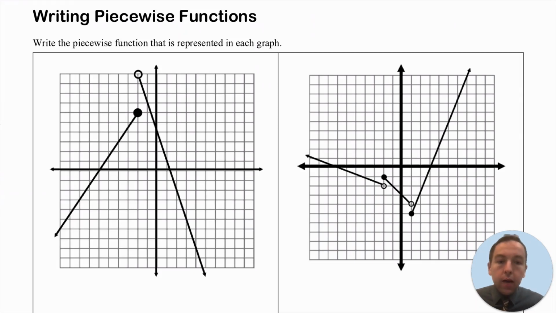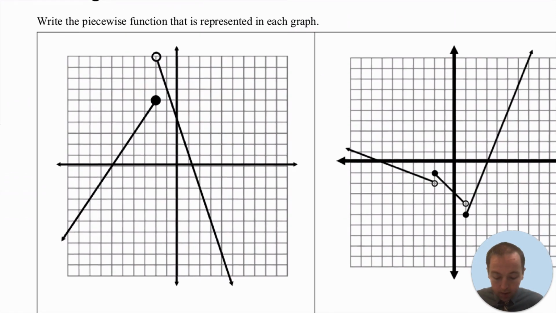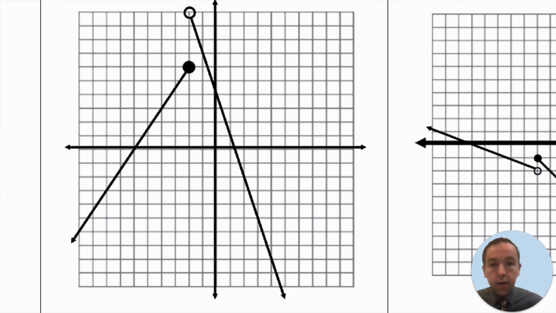So now taking a look at these graphs of piecewise functions, we're going to write the equation for these functions. For this first one right here, you can see a piecewise function that's really just got two different pieces going on. So I'm just going to use some colors for each of these different pieces.